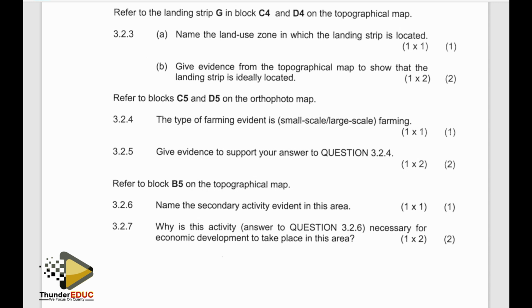They do not take those preventive measures against their crops. So you check for such evidence and try to find out how you can justify if it's small scale or if it's large scale. Then give evidence to support it. You can substantiate by the relevant evidence that you find from the mapped area. Then refer to block B5.